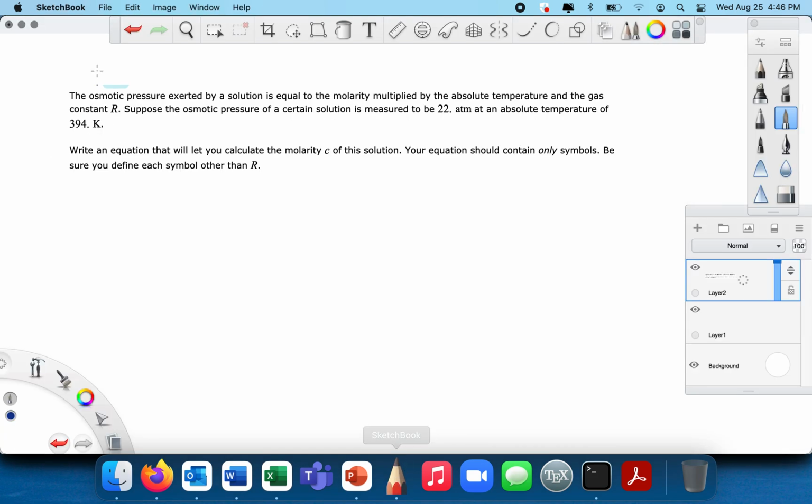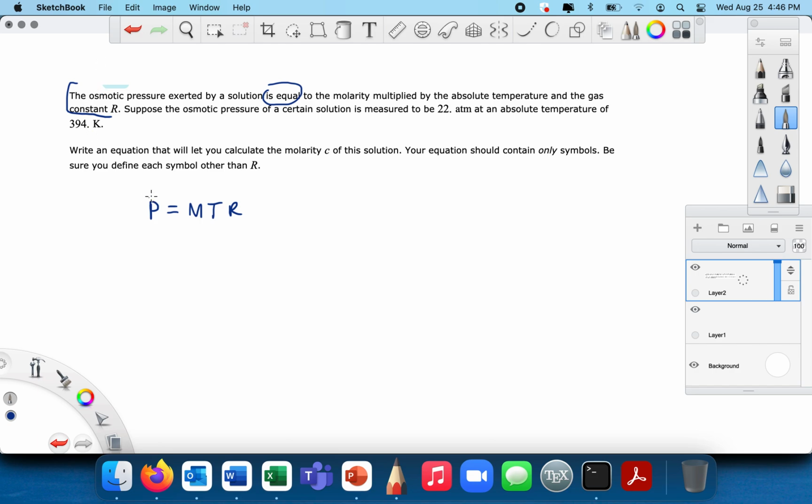So here's the question. The osmotic pressure, and every time I get one of these, I'm likely gonna get something with which I'm unfamiliar. So osmotic pressure, I'm unfamiliar with that. So I'm just gonna choose some variable. I'm gonna say P, okay? The osmotic pressure exerted by a solution is equal to the molarity multiplied by the absolute temperature, and the gas constant R, okay? So all I've done is just interpret that first sentence, all right?